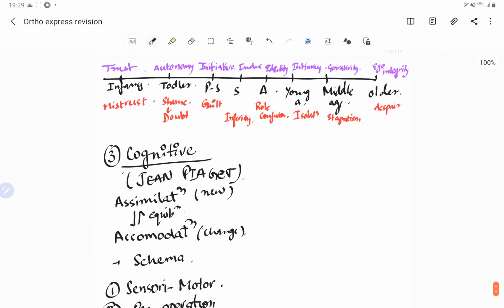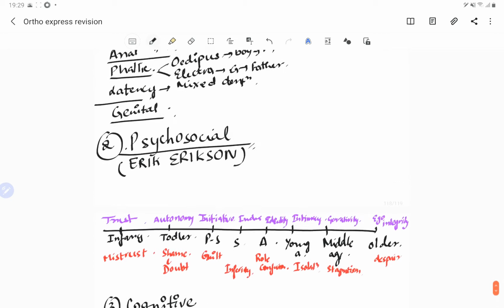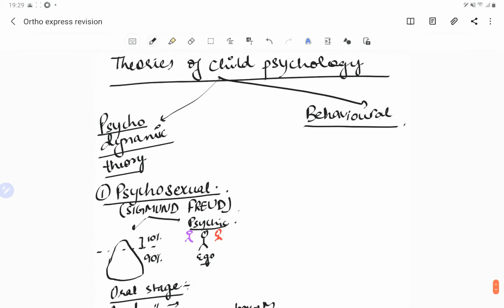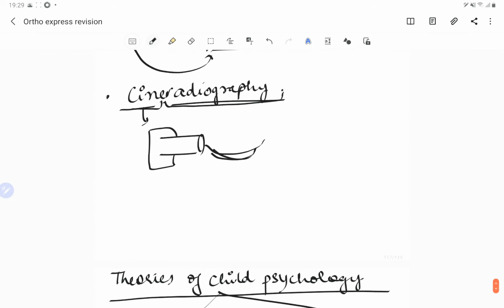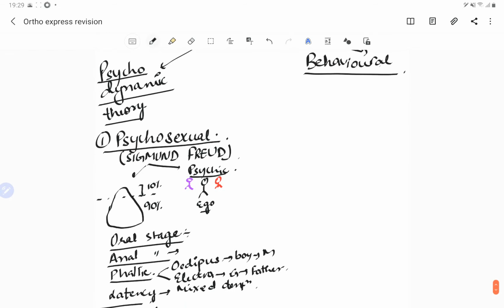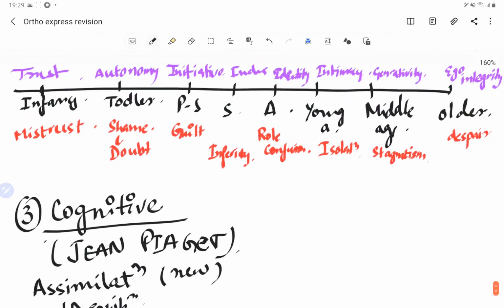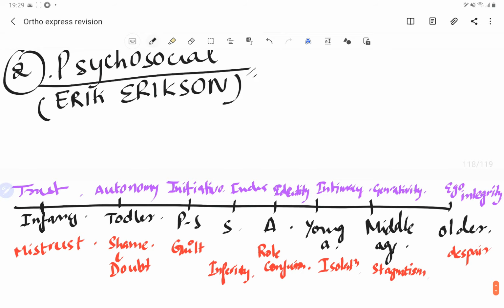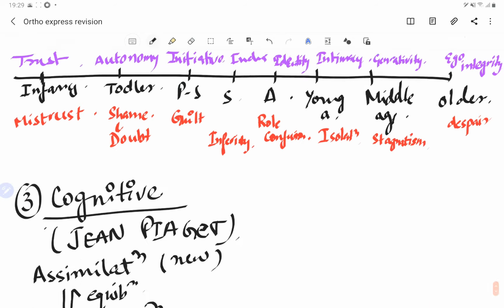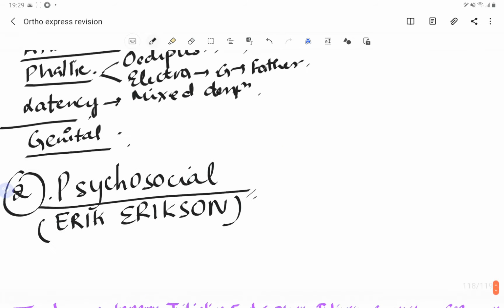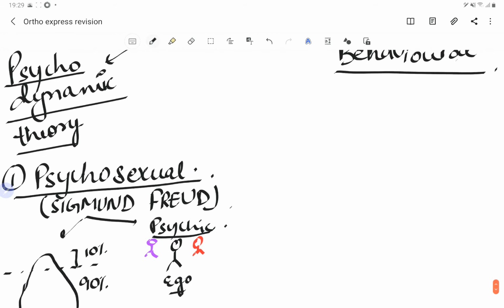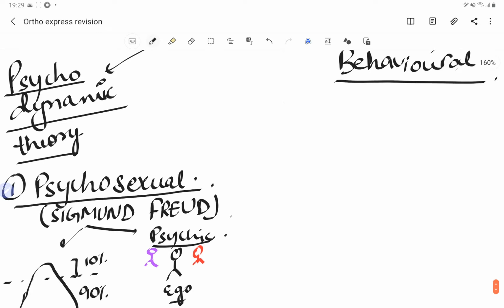In the psychodynamic theory, we have studied the psychosexual theory, the psychosocial theory and the cognitive theory. The psychosexual theory, which was given by Sigmund Freud, in that we have studied the stages. Then the psychosocial theory by Erik Erikson and the cognitive theory by Jean Piaget. Now talking about the behavior learning theory. In the behavior learning theory, we have got 4 theories. The first one is the hierarchy of needs.